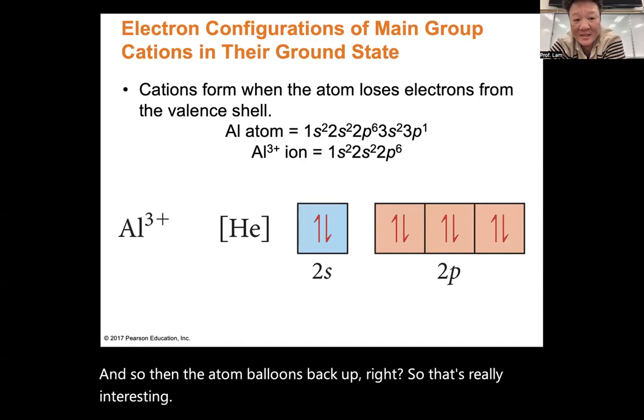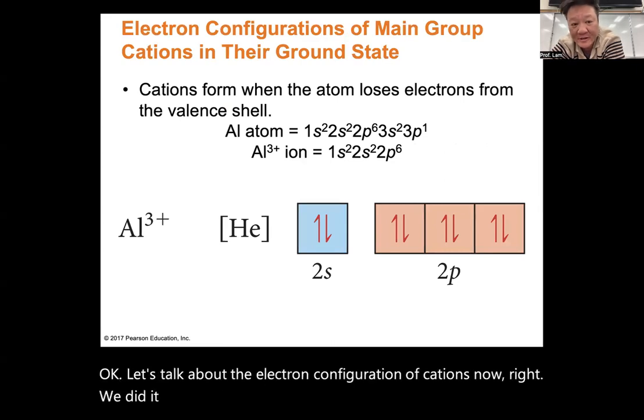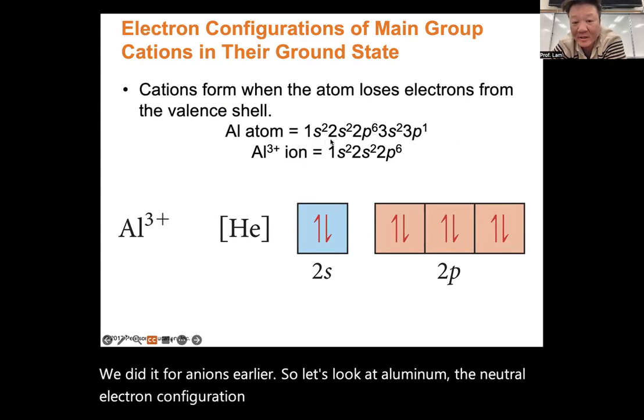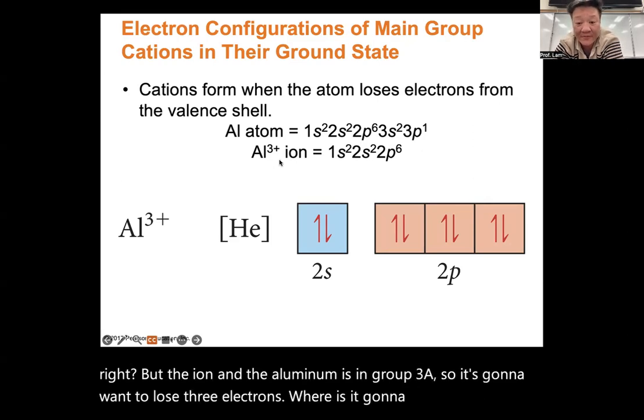Okay, let's talk about the electron configuration of cations now. All right, we did it for anions earlier. So let's look at aluminum, the neutral electron configuration. Aluminum neutral is 1s2, 2s2, 2p6, 3s2, 3p1, right? But the ion, remember, aluminum is in group 3A, so it's going to want to lose 3 electrons. Where is it going to come out of first?